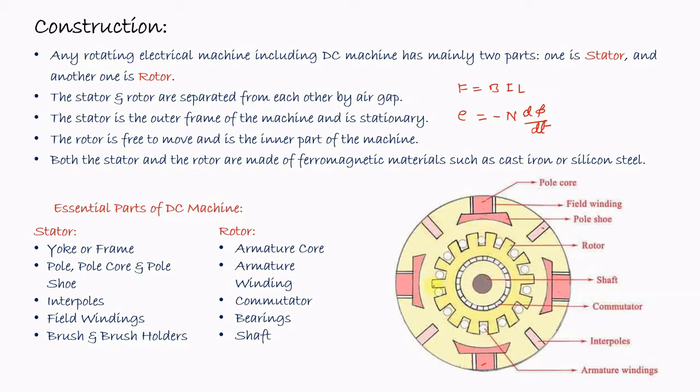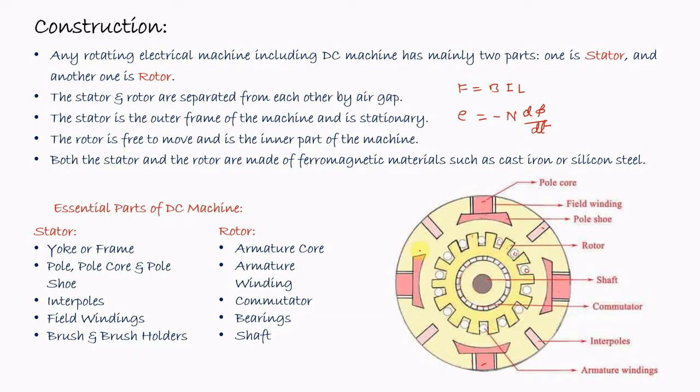In the center, this circle represents the rotor. First of all, this is the armature core. This is the core of the armature, where lots of conductors are placed. These are called the armature windings. Then we have the commutator. This small circle is considered as the commutator. And then we have the shaft. The other things we'll show and discuss one by one later.